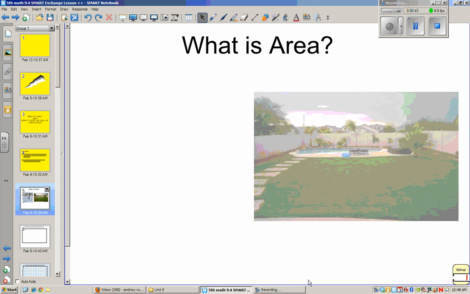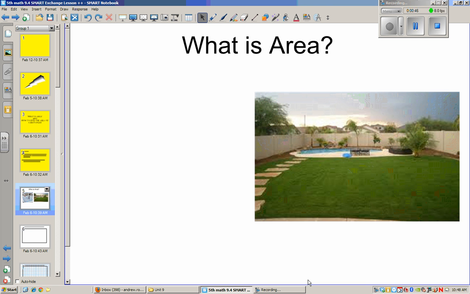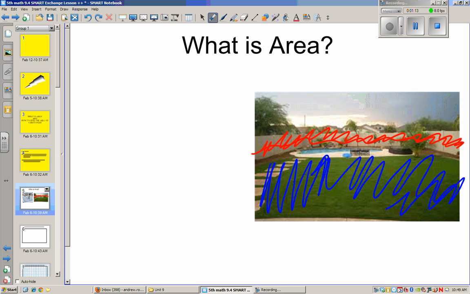Well, I know before Mr. Moore gave an example of a backyard as being a good example of perimeter. And you can see this backyard has a fence around it, and that fence would represent the perimeter, the distance around the yard. Well, area is different, so I want to cross out that fence. We're not thinking about the distance around. What area is, is all of this flat surface of the yard. Think of it as the grass on the yard. Another way to think about it is the inside of a shape.